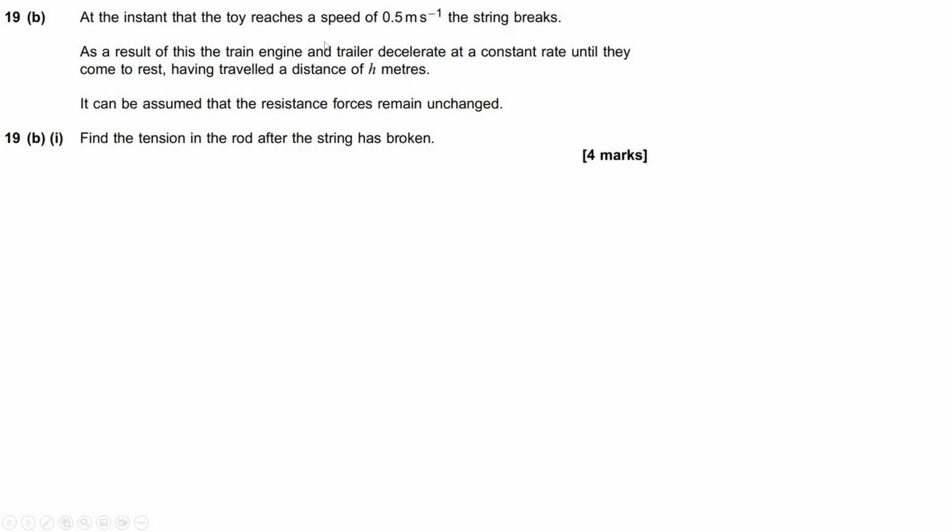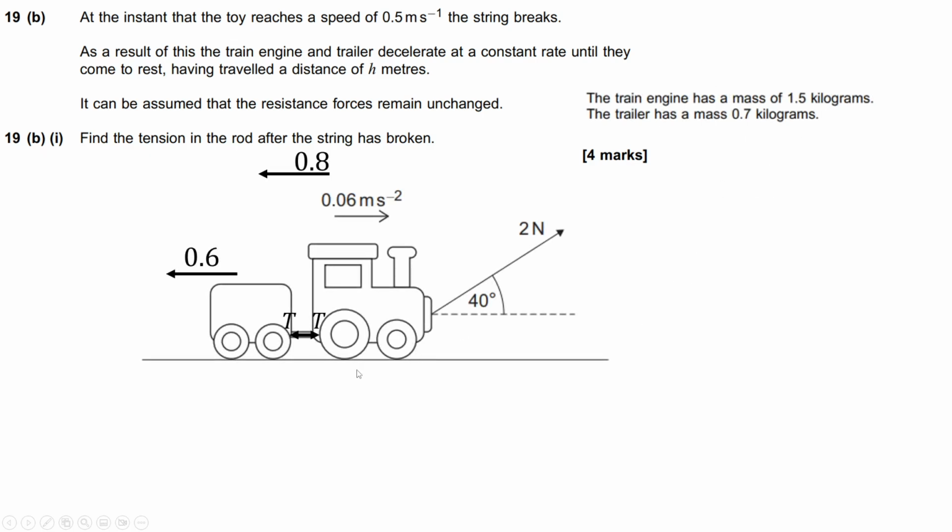At the instant that the toy reaches a speed of 0.5 meters per second, the string breaks, and we've got the masses here. I've just copy and pasted it. That's the diagram we had. Now, the string broke, so that means we can look at each trailer and each engine separately. Here we've got T, take away 0.6, equals the mass of the trailer, 0.7, times the acceleration, which is A. And for this one here, there's not going to be a driving force anymore, because it says it stopped, it's decelerating now.